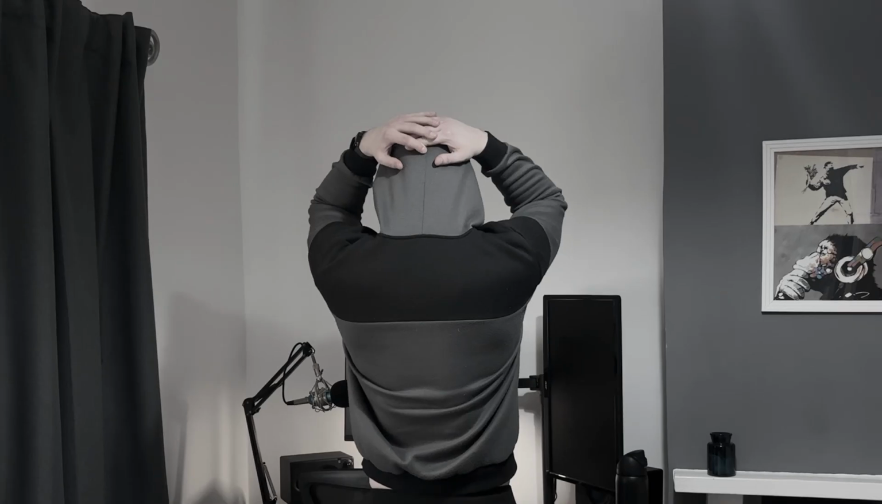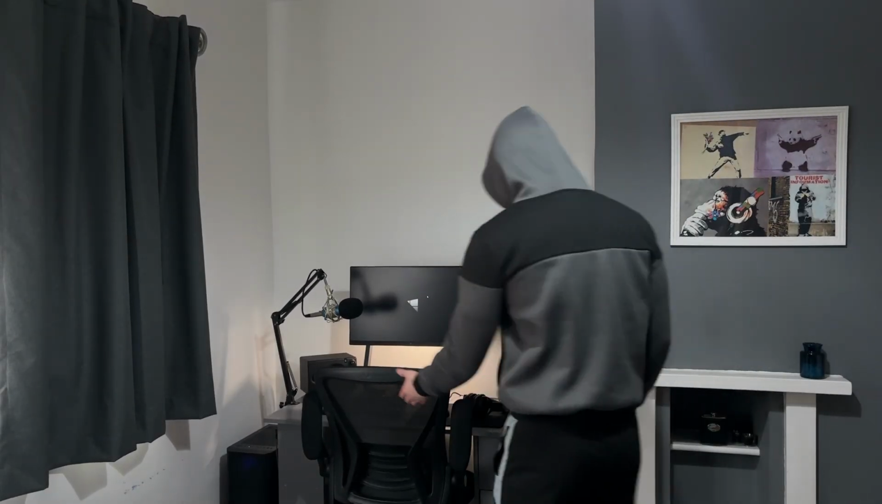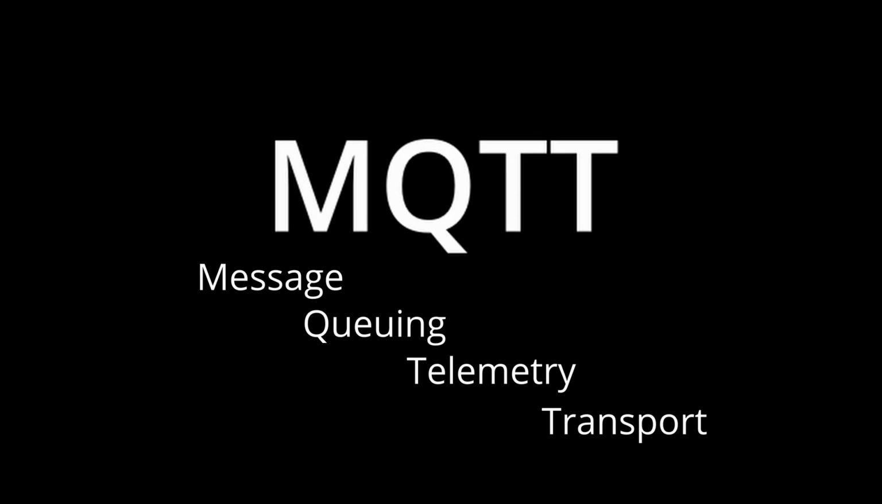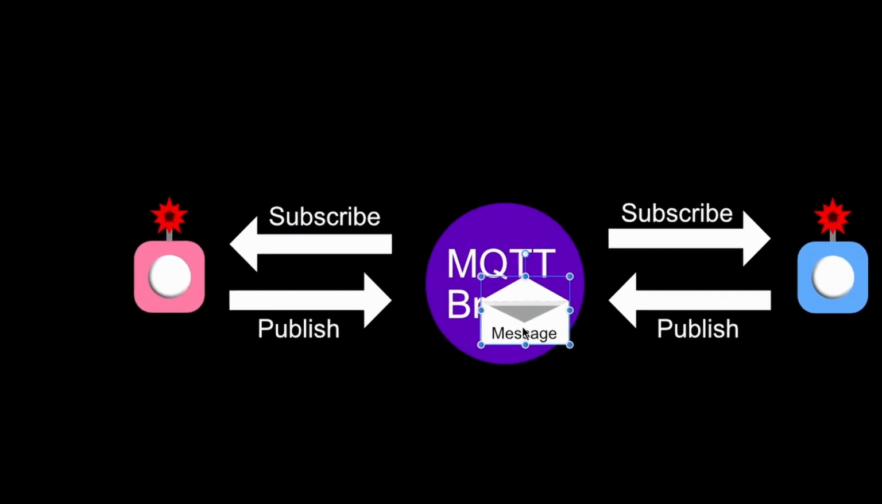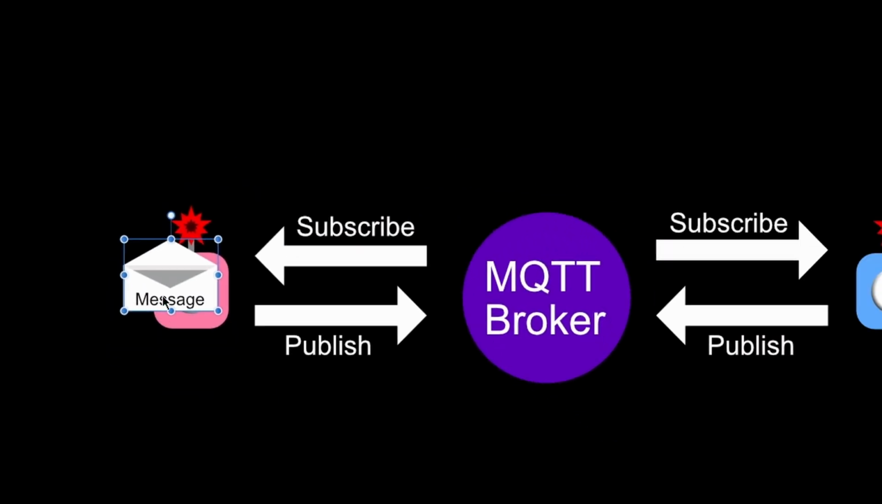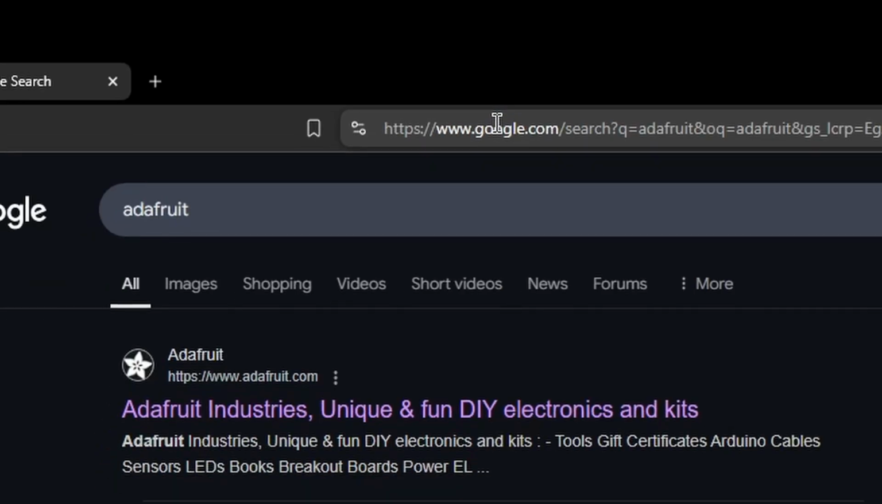Okay, that went well. So the method we're going to use is called MQTT, and it kind of works like this. Instead of them talking directly to each other, they publish messages to a central broker. The devices are also subscribed to the broker, so get notified about messages sent. The broker website we're going to use is called Adafruit.